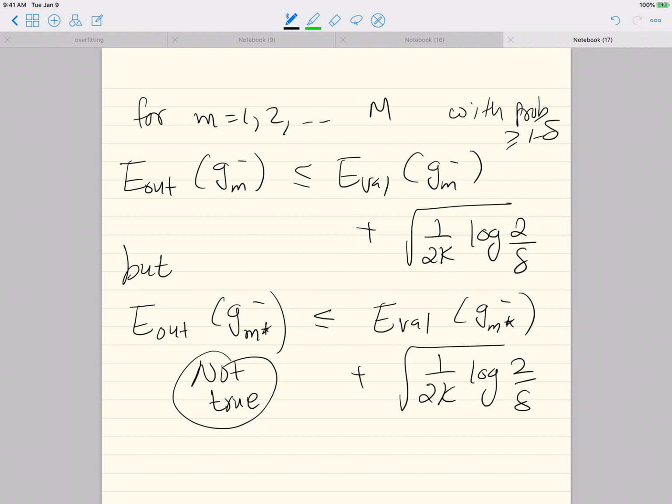But because m star itself is random, it turns out that this event is not going to be true. Because now you have randomness that comes from m star as well, which is in play. And so it's actually going to affect us negatively, and it's not true that this event holds with probability 1 minus delta. This does not work once you make m star a random quantity dependent on D_val. For each fixed m, it will hold. It's a subtle but important point.